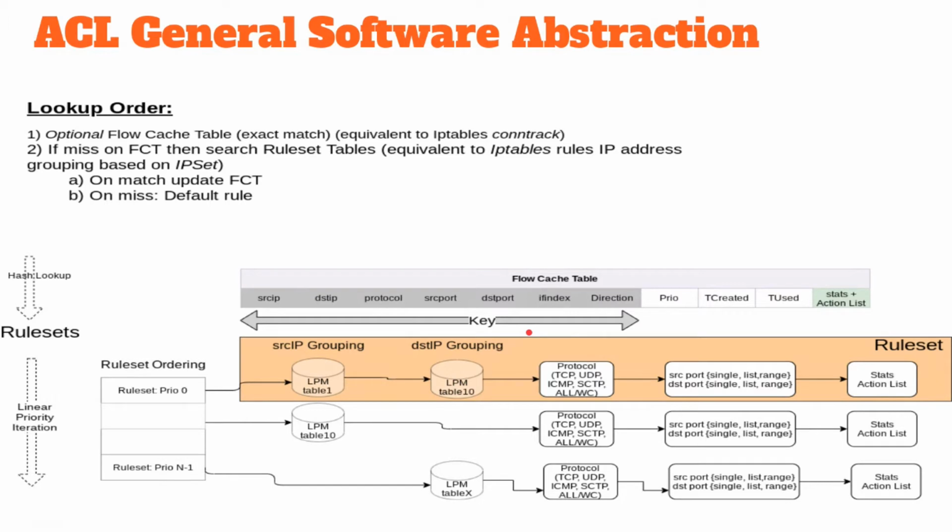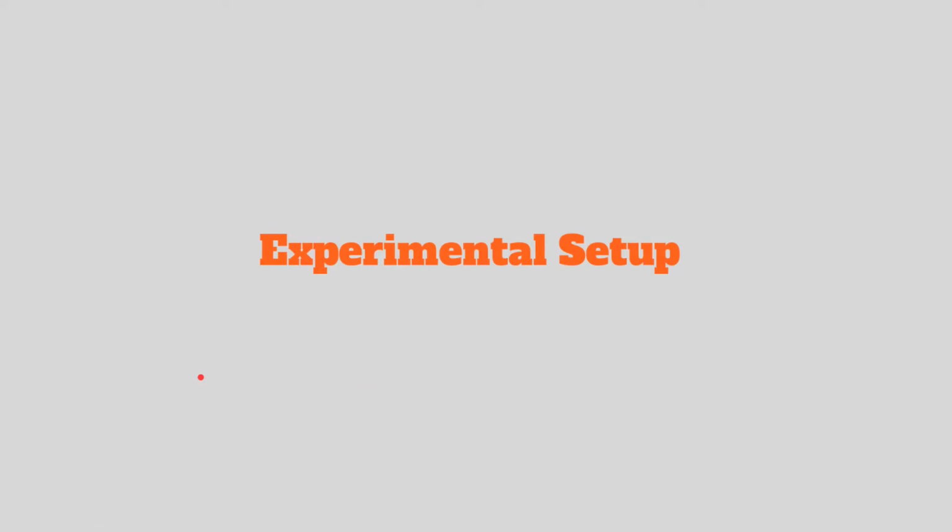And the lookups, basically, if we have caching, it starts with the hash lookup on the cache first, and upon failure, it will iterate linearly. And we structured the testing so that the last rule is where you find your match if it wasn't in the hash table already. Okay, so let me go over the experimental setup.